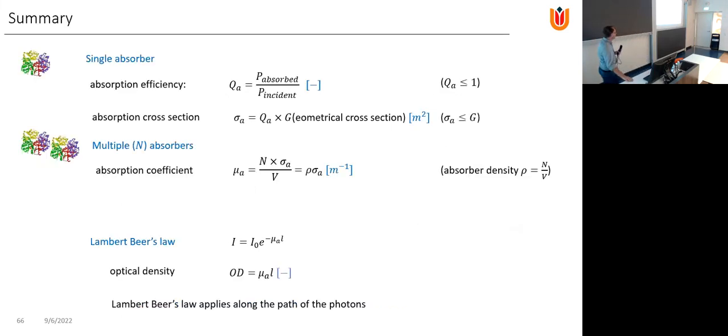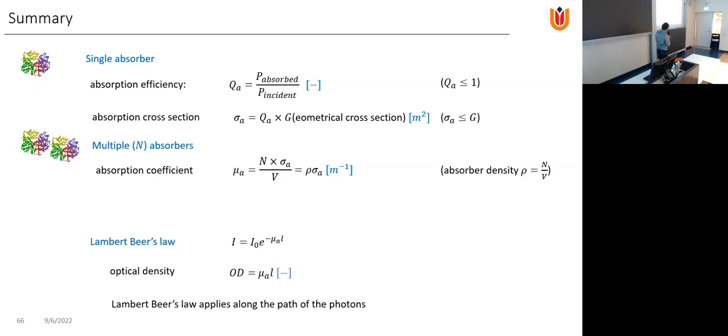So, in summary, for this part, we have a single absorber. We can define the absorption efficiency as the ratio of absorbed power over incident power. That's an efficiency factor which is less than or equal to 1, because you cannot absorb more power than is incident. The absorption cross section is then found by multiplying this efficiency by the geometrical cross section. Again, the absorption cross section is always less than or equal to the geometrical cross section because of this conservation of energy principle.